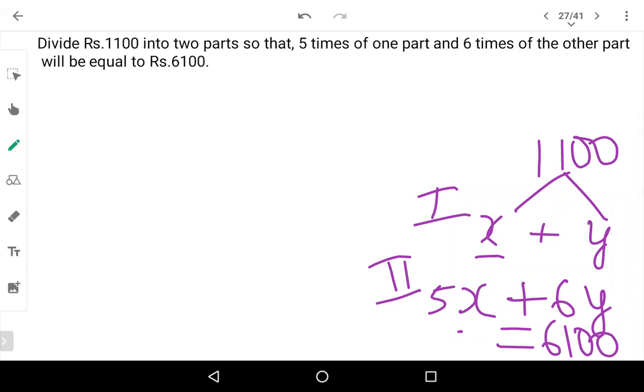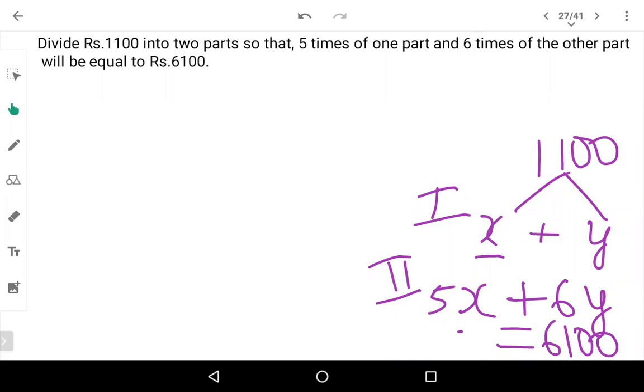Rida, no, it is not 1100, because if you read the question, it says 5 times of one part and 6 times of the other part will be equal to, you see this? Yeah, 6100 is the correct answer there. Fine. Now we have got two equations already. X plus y is equal to 1100. 5x plus 6y is equal to 6100. Just solve these two simultaneously and find the values of x and y.